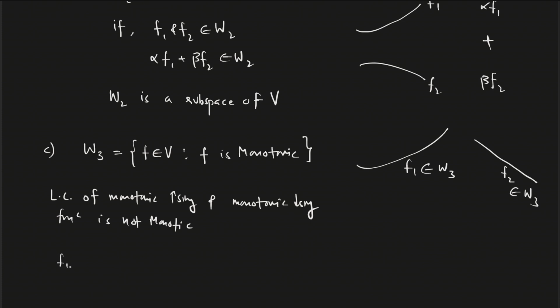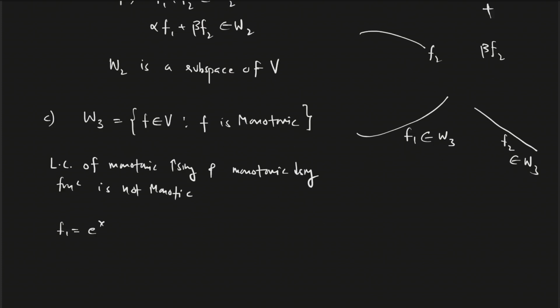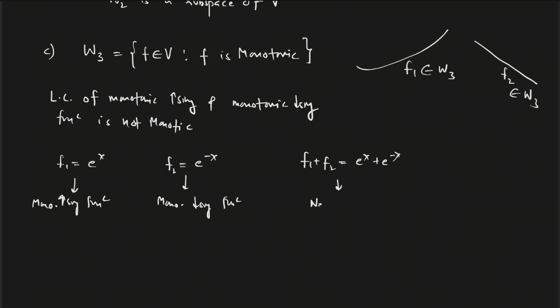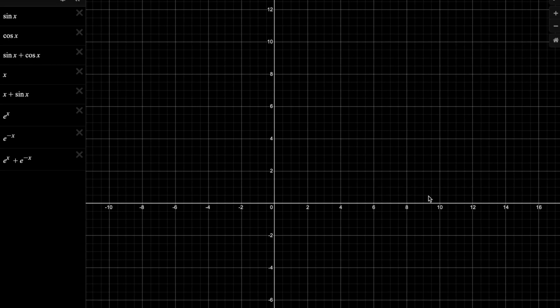So for example, if we have a function f1 equal to e to the power x, this is a monotonically increasing function. If we take f2 equal to e to the power minus x, then this is a monotonically decreasing function. And if we take the linear combination f1 plus f2, that is e to the power x plus e to the power minus x, then this is neither increasing nor decreasing. Okay, so we can see this here.